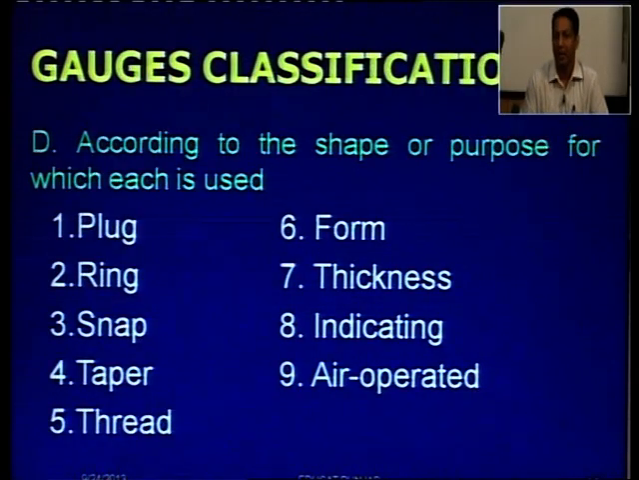So gauges classification according to the shape or purpose for which each is used: plug gauge, ring gauge, snap gauge, taper gauge, thread gauge, form gauge. Then thickness gauge to check the thickness, indicating gauge, and air gauges. We will discuss all these step by step.